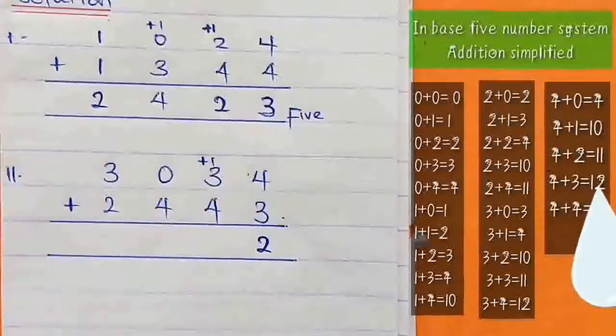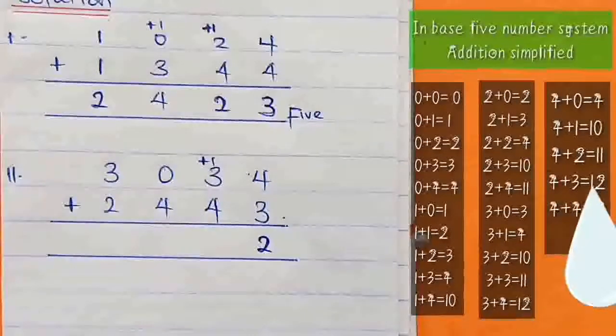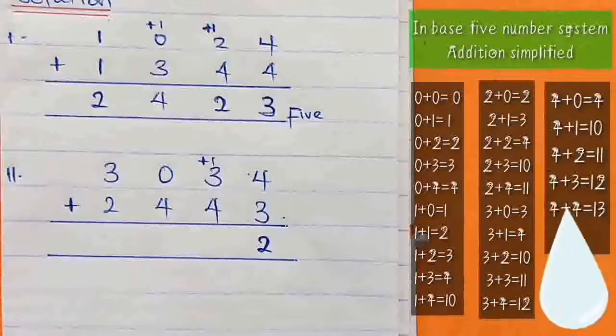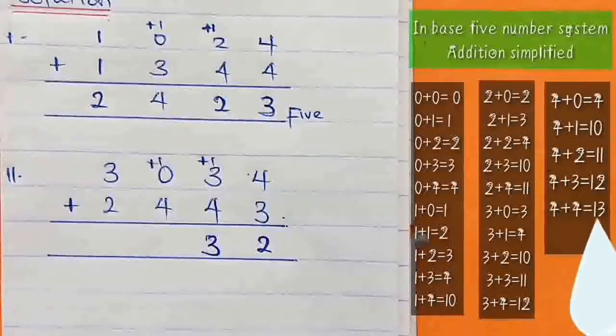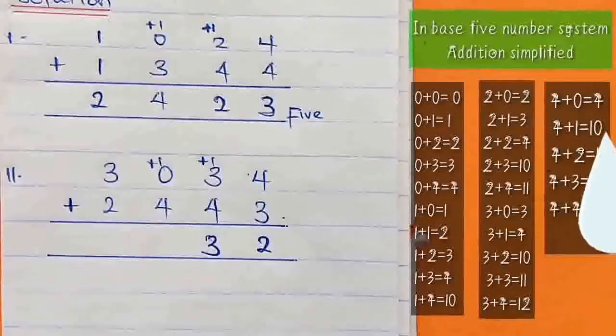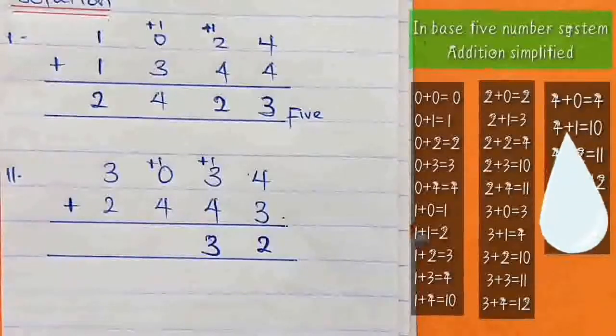3 plus 4 will give us 7, plus this one will give us 8. Convert 8 to base 5, we will have 1, 3. Therefore, we write 3, carry 1. 0 plus 4 will give us 4, plus that one, we have 5. And converting 5 to base 5 will give us 1, 0. Therefore, we are to write 0, carry 1 to the other column.